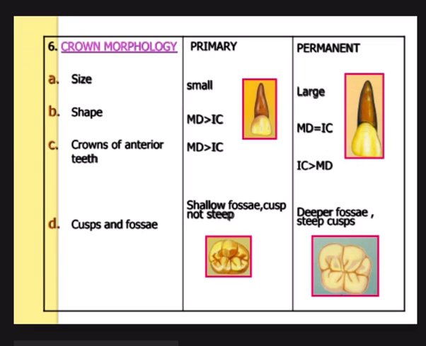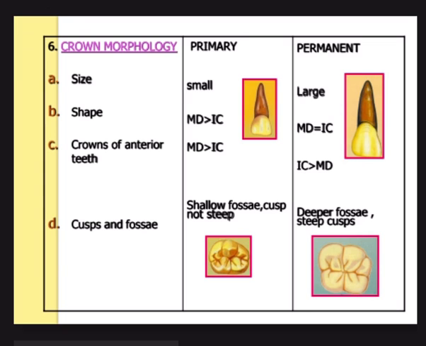Coming to the shape I'm talking about, the mesiodistal dimension of the primary tooth will be greater than the incisor cervical, whereas it will be somewhat equal in your permanent molars. The mesiodistal dimension will be equal to that of your incisor cervical. Now, crowns of anterior teeth: again, in the primary tooth the mesiodistal dimension is more than that of the incisor cervical, whereas in your permanent, the incisor cervical is more than the mesiodistal dimension.